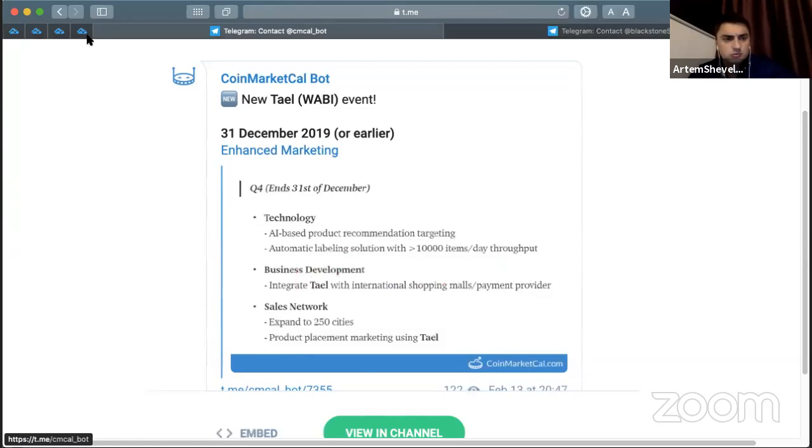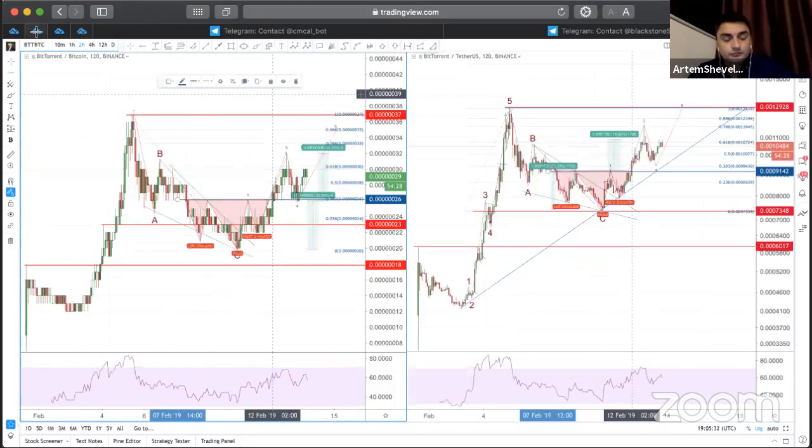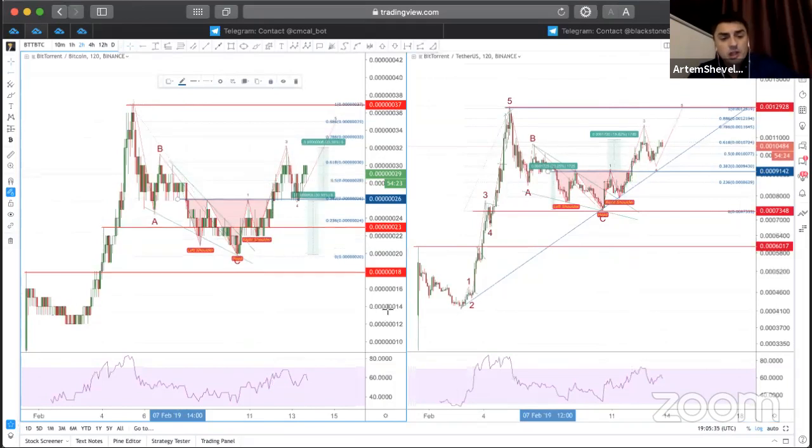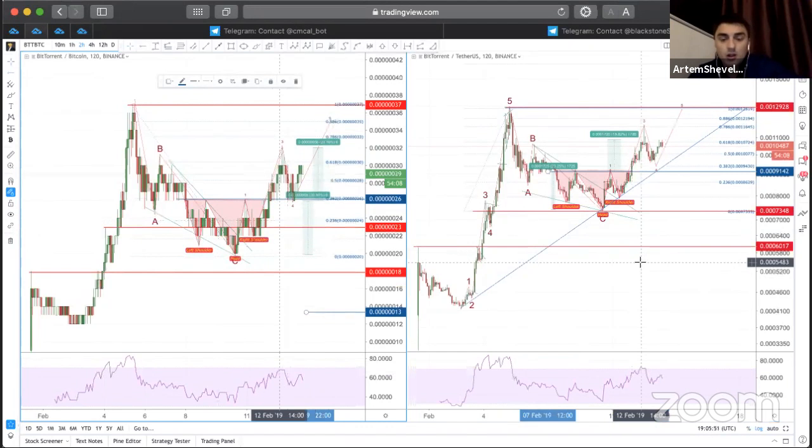So, okay, let's switch to another chart, what is the main topic of today, the main topic of people who trade cryptos. This is BitTorrent token, BTT. And as you know, the chart is looking good, at least like 50% bullish.